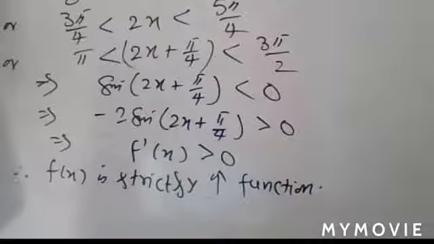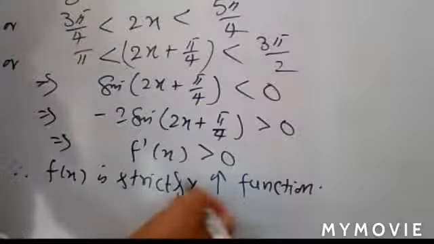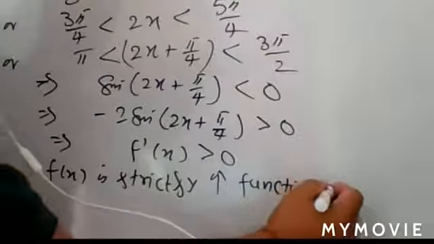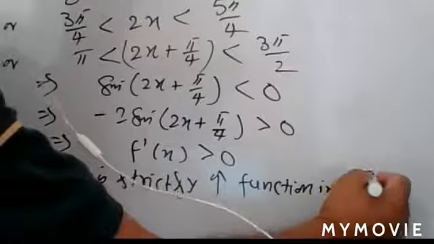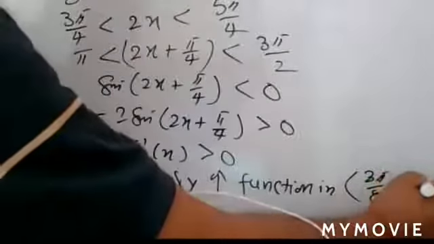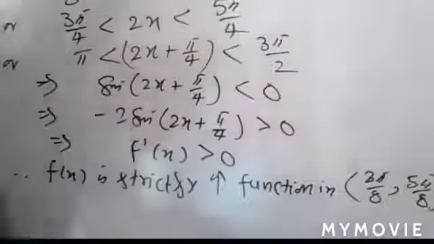You have to mention the interval here also, because the complete fx is not an increasing function. So you have to mention the values of x in which interval it will be increasing. So you can write the increasing function in 3 pi by 8 to 5 pi by 8. You have to write in this way.